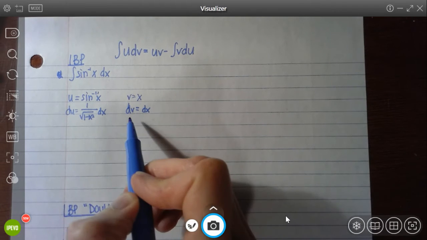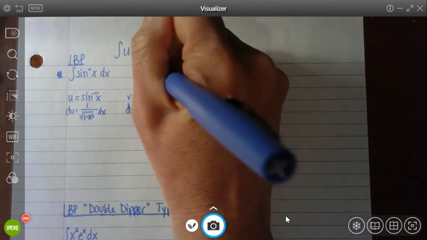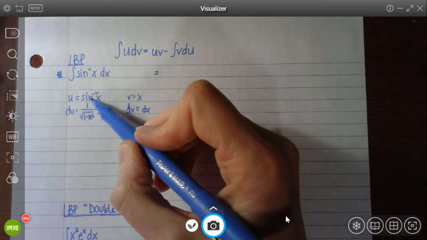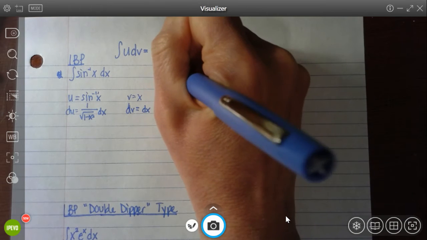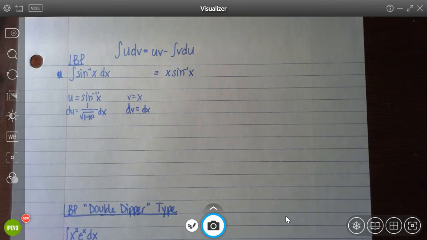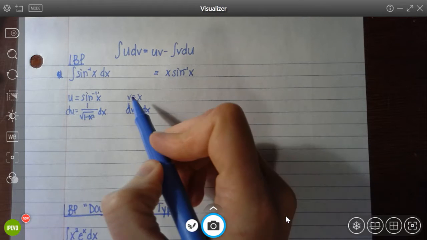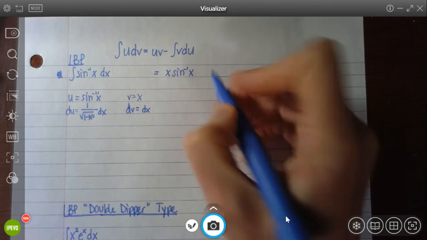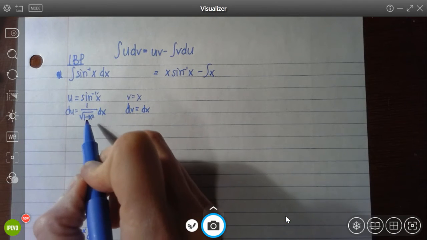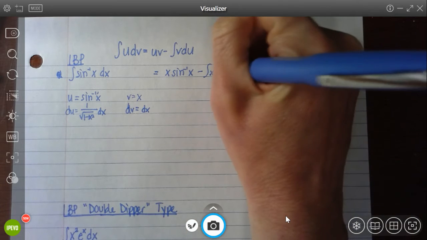So now that we have our pieces, we can go ahead and put them into our formula for integration by parts. We're going to take u times v, so the inverse sine of x times x. I'm going to put the x first, just so that it doesn't look like the extra x is inside there. So I'm taking u times v, so x times the inverse sine of x, minus the integral of v, which was x, and then du, which is this 1 over the square root of 1 minus x squared dx.